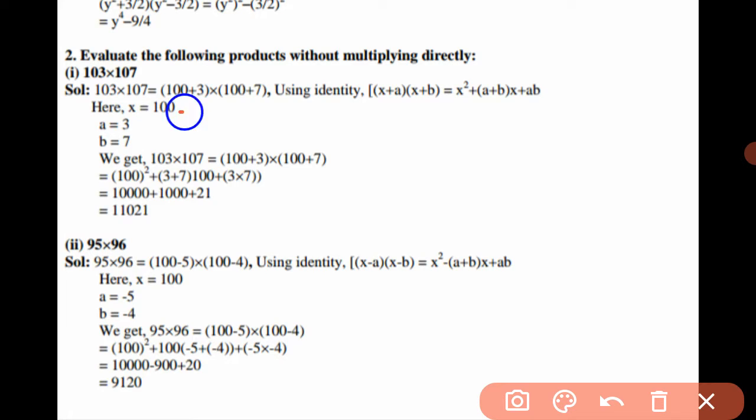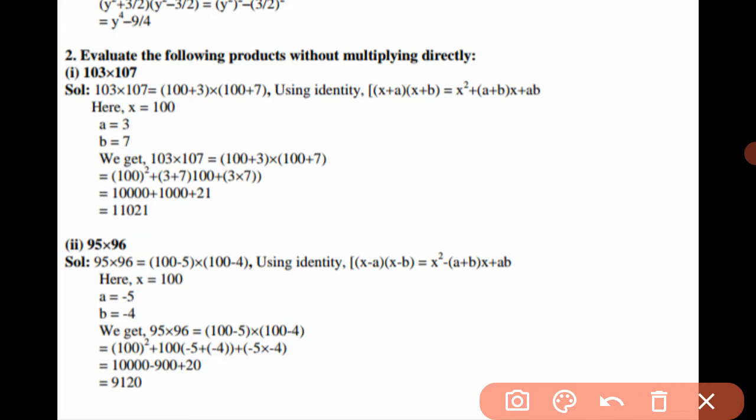So it is equal to (100 plus 3)(100 plus 7). Using the same identity, (x plus a)(x plus b), that is x square plus (a plus b)x plus ab, where the value of x equals 100, the value of a equals 3 and the value of b equals 7. Now by putting its values, 103 into 107 equals (100 plus 3) into (100 plus 7).